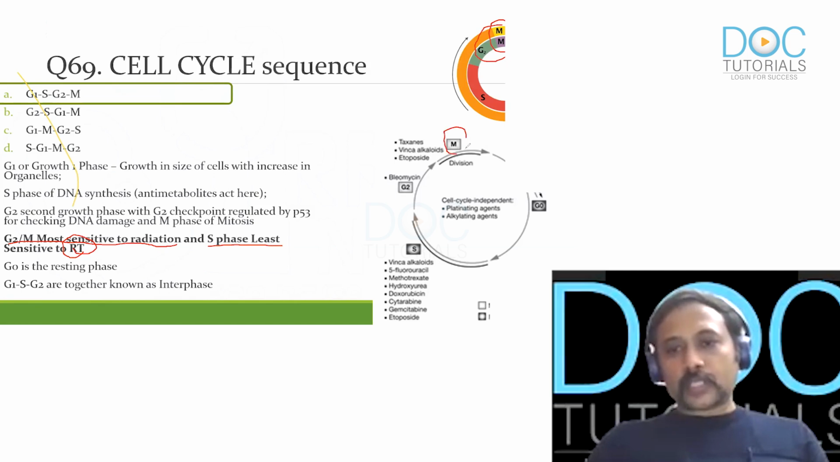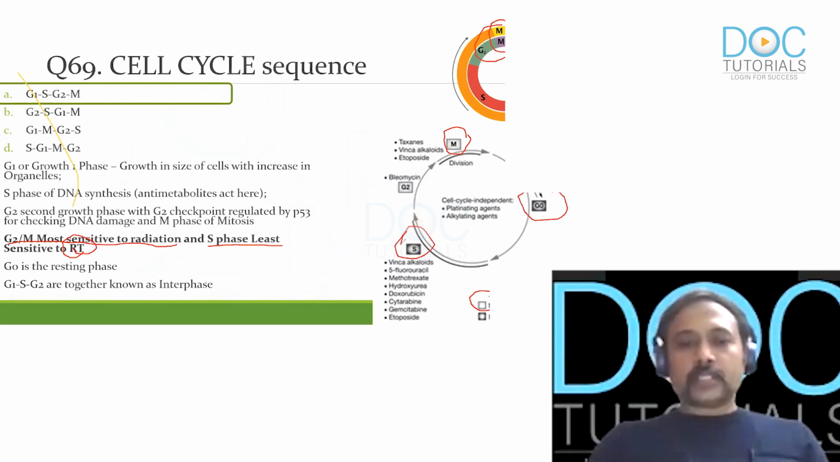Here also it is put up, see, the color coding is given. The most radiosensitive phase is the G2 to M phase, and the least radiosensitive phases are the G0 phase and the phase of DNA synthesis. Among these, if they ask you as a single best answer, then the answer is the S phase. The S phase is the one which is least susceptible to radiation.